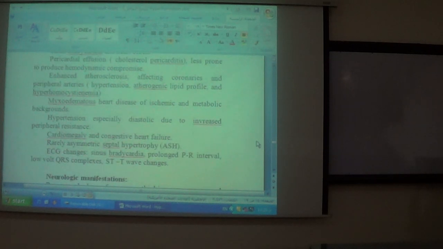Hypertension, especially diastolic, due to increased peripheral resistance, cardiomegaly and congestive heart failure, and rarely asymmetric septal hypertrophy, the acronym ASH, meaning increase of the interventricular septum compared to the free wall of the left ventricle. ECG changes: sinus bradycardia, prolonged PR interval, low voltage QRS, and ST-T changes, which may be related to an ischemic background, cardiomyopathic background, or pericardial effusion. The three conditions lead to these ECG changes.